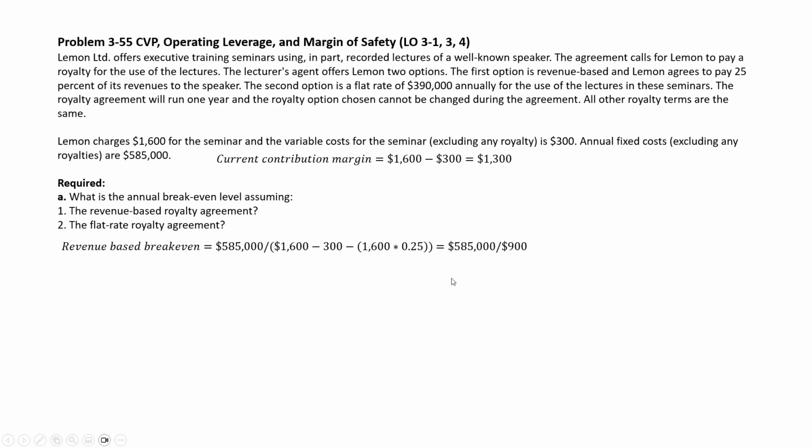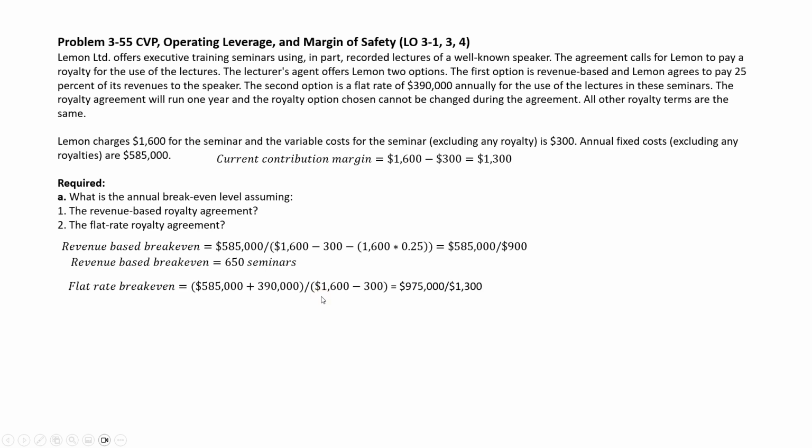Divide that $900 into the fixed cost of 585,000 and we have a break even. We need to sell 650 seminars to break even under the revenue-based break even analysis. Compare that to the flat rate.